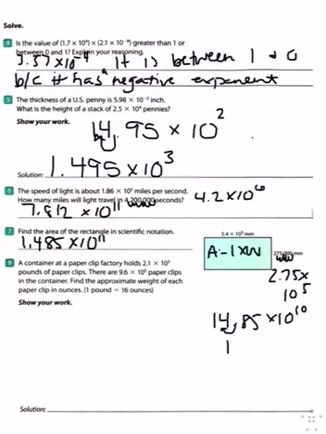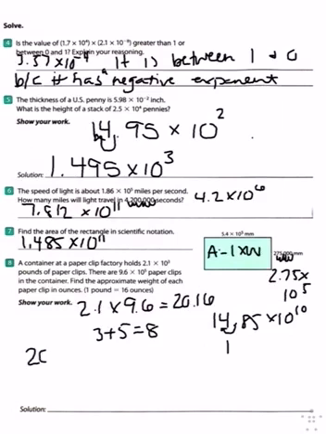Number 8, a container at a paperclip factory holds 2.1 times 10 to the 3rd pounds of paper clips. There are 9.6 times 10 to the 5th paper clips in the container. Find the approximate weight of each paper clip in ounces. So first I'm going to multiply 2.1 times 9.6, which gives me 20.16. I add the exponents, 3 plus 5, and get 8. My answer so far is 20.16 times 10 to the 8th, but I move it up one place to put it in scientific notation.